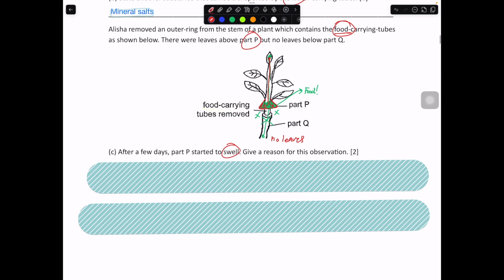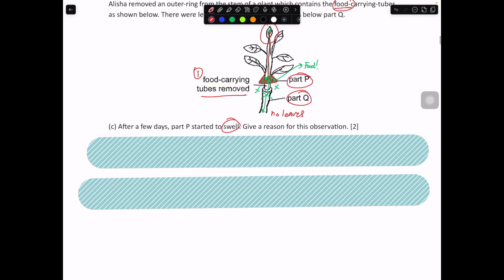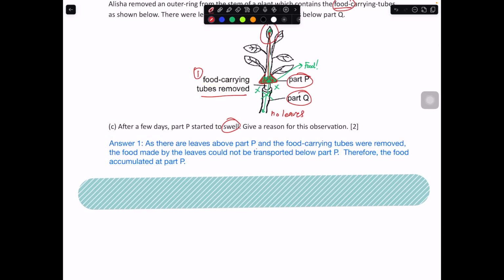So mainly you probably have to talk about the food carrying tube being removed. What happened? The food made in the leaf cannot be transported to the part below Q, so it gets accumulated in P. So I'm going to show you two ways of answering. The first way is you can talk about how there are leaves above part P and the food carrying tube has been removed. This is the situation. You talk about the situation. The food made by the leaf cannot be transported. This is the key portion. This is the plant transport system, so the verb to use will be transport. It cannot be transported below part Q. Use the word that is being labeled for you, therefore the food accumulated at P.